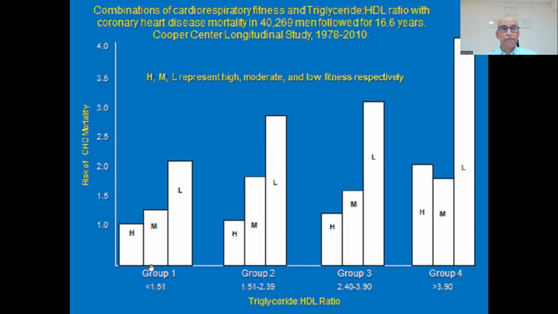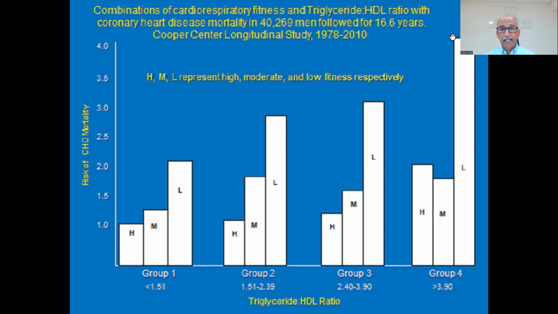Now, first group, your TG over HDL ratio is less than 1.51. The second group is between 1.51 to 2.39. The third group is 2.4 to 3.9. And the fourth group is 3.90 and more. It's greater than 3.90. Now, what this HML represents here is high, moderate, and low fitness, respectively.